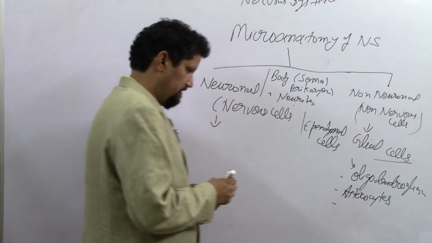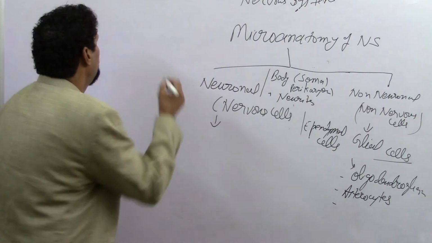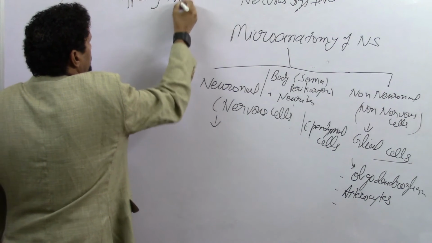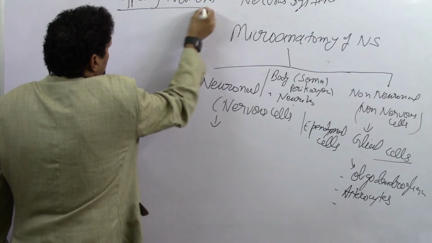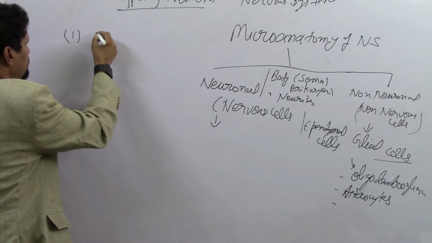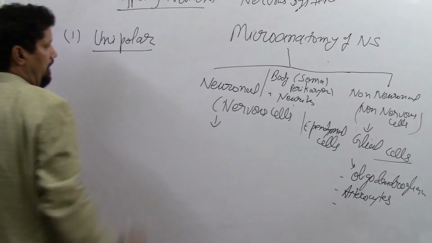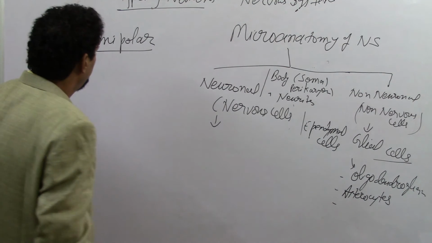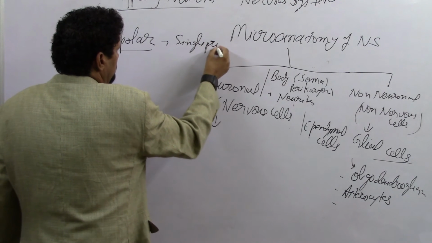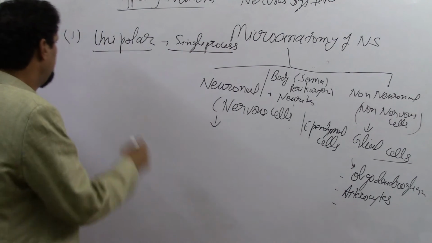So the nerve cell is divided into different types on the basis of their processes, the types of neurons. There is unipolar, having a single process. The other type is pseudo-unipolar.